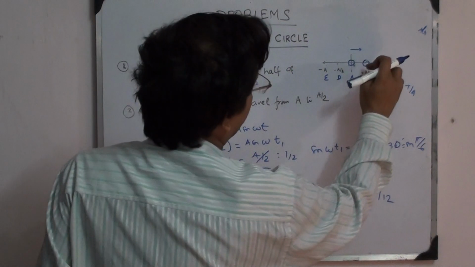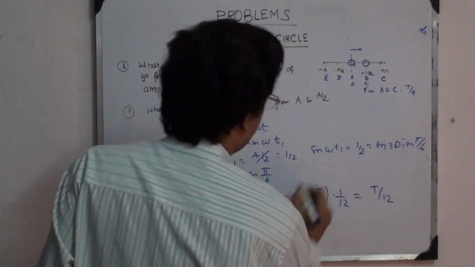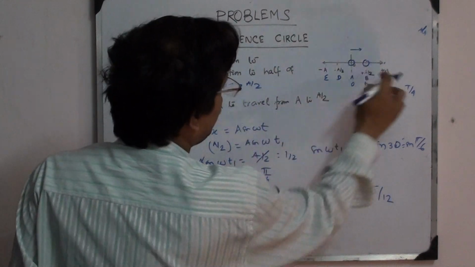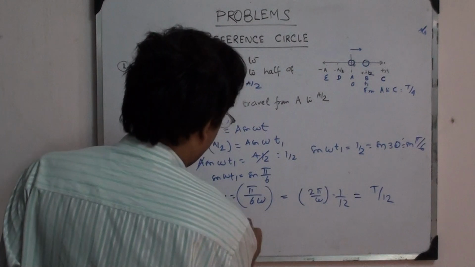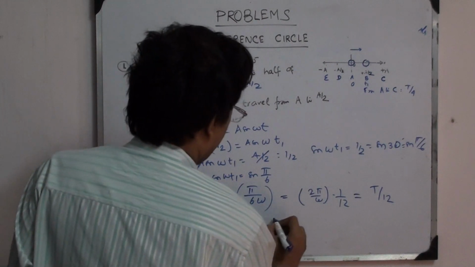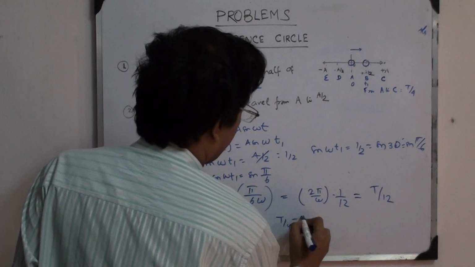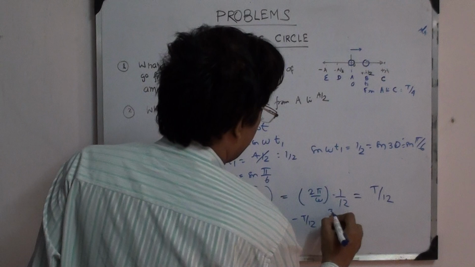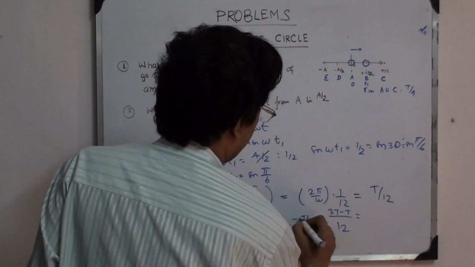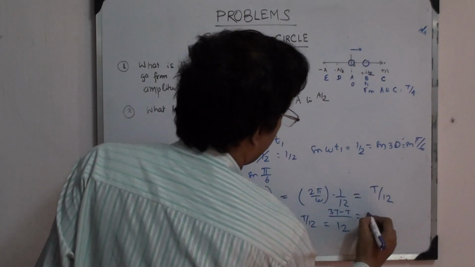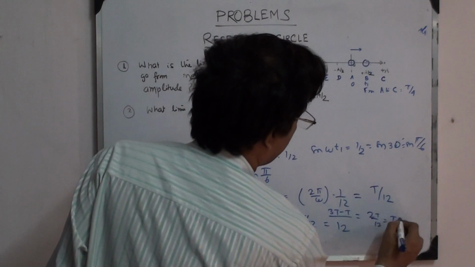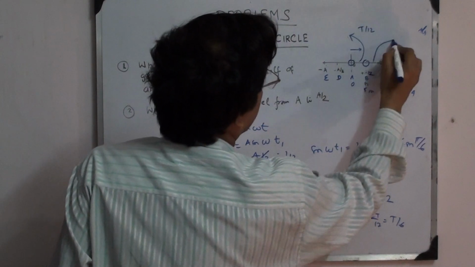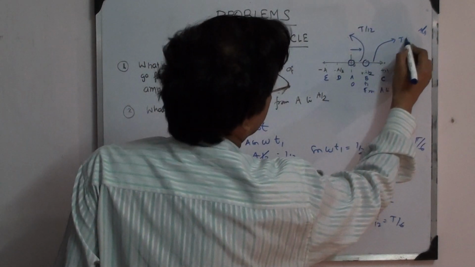So how much time is from here to here? You can know that from 0 to A by 2, it is T by 12. A by 2 to A, how much time will it take? For example, T by 4 is the total time taken and T by 12 is the first half. So you bring out 12, 3T minus T, 2T by 12, which is equal to T by 6. So this is T by 12 and this is T by 6.